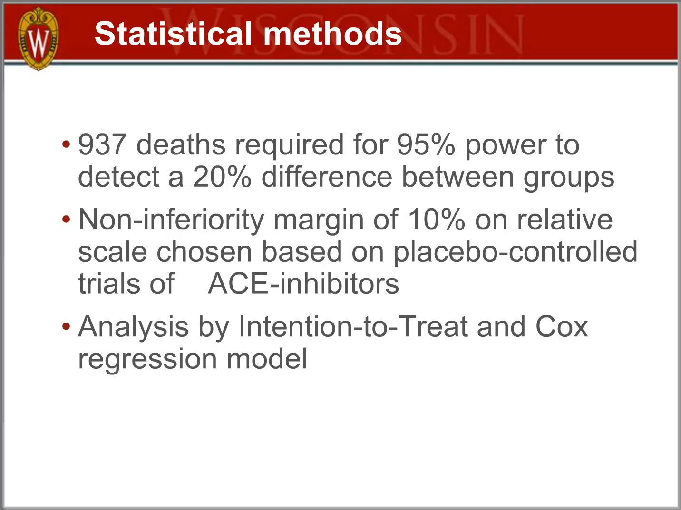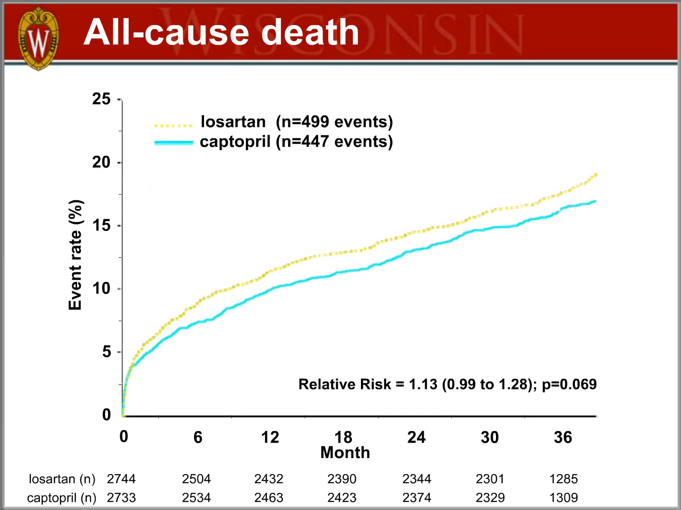But in this study, the non-inferiority margin was determined to be 10% on a relative scale, chosen based on other trials, previous placebo-controlled trials of the ACE inhibitor study. And it was going to use a meta-analysis by intention to treat, which we will again talk about in the later lectures. Well, here are the results of that study.